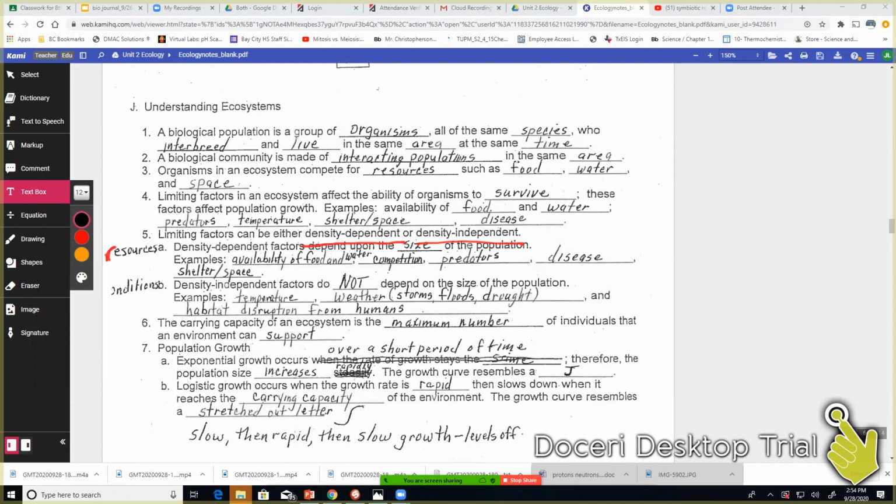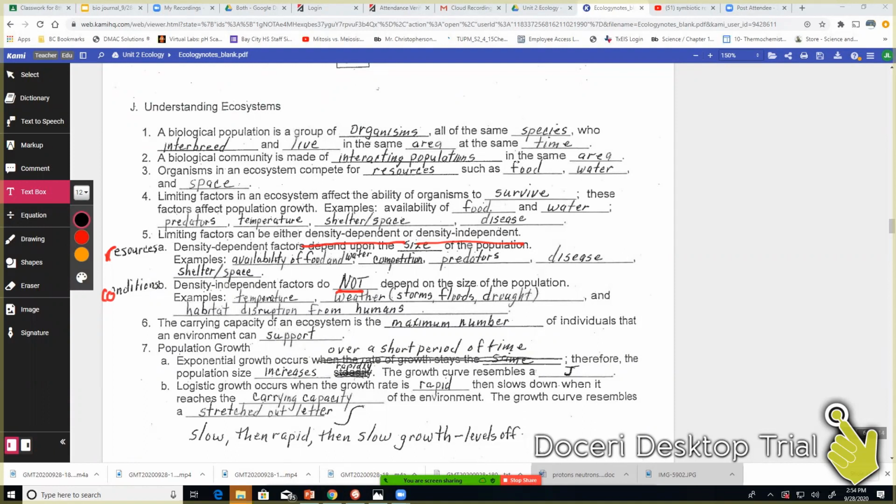Density independent factors do not depend on the size of the population. Those are different types of conditions, like temperature, the weather, whether we're having a hurricane, whether we're having a heat wave. Those things are going to affect the population, but it's not dependent upon how many are in that population. If I'm having a heat wave, it's going to affect a large population the same way that it affects a small population. Or if there's a drought, it's going to affect a large population the same way that it affects a small population.